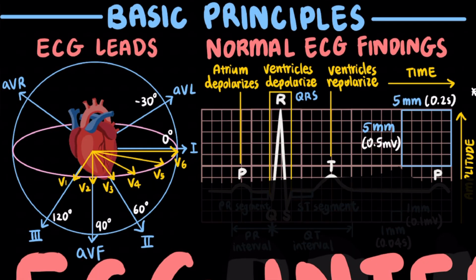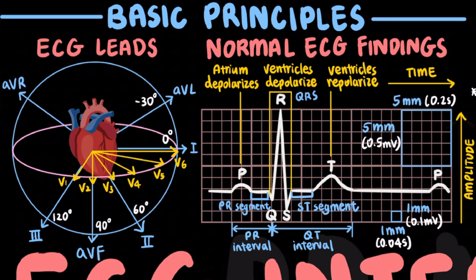Next, let's take a look at the ECG paper itself. Vertically, the graph measures voltage or amplitude. Each small box is 1 mm tall, which equals 0.1 millivolts, or mV. So a large box, which is 5 small boxes high, equals 0.5 millivolts. Horizontally, the graph measures time. Each small box is 0.04 seconds, or 40 milliseconds. A large box is 5 small boxes wide, which equals 0.2 seconds.